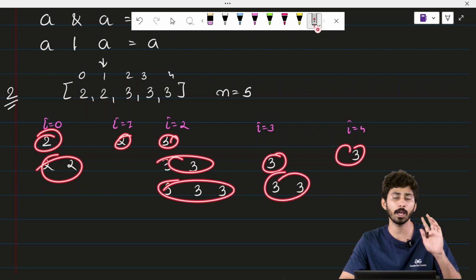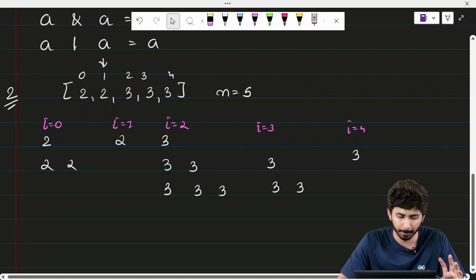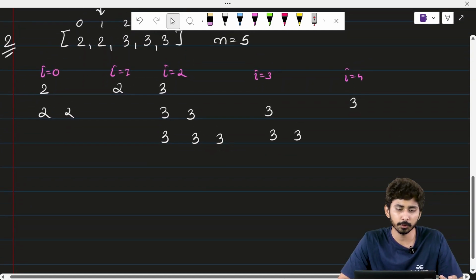So there are in total 9 subarrays in which bitwise AND and bitwise OR are going to be the same. Okay, so what will be the approach? How will you find all the subarrays having identical elements?